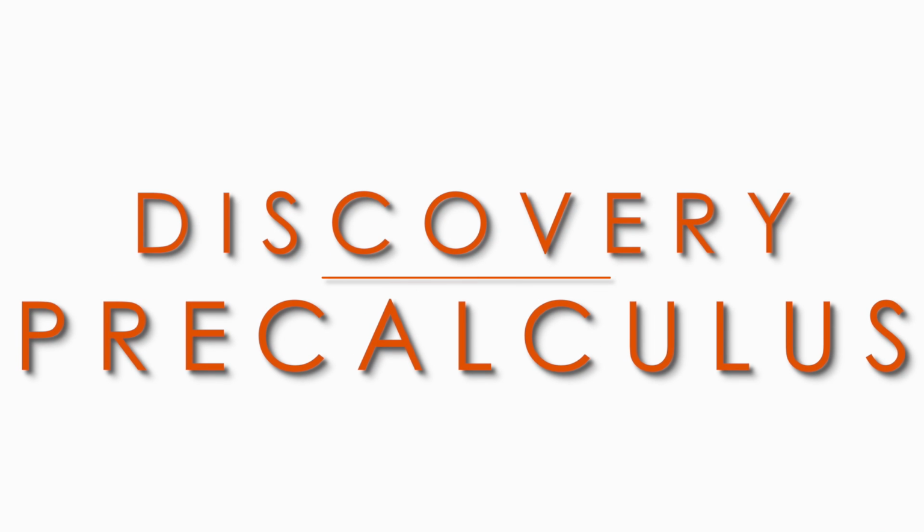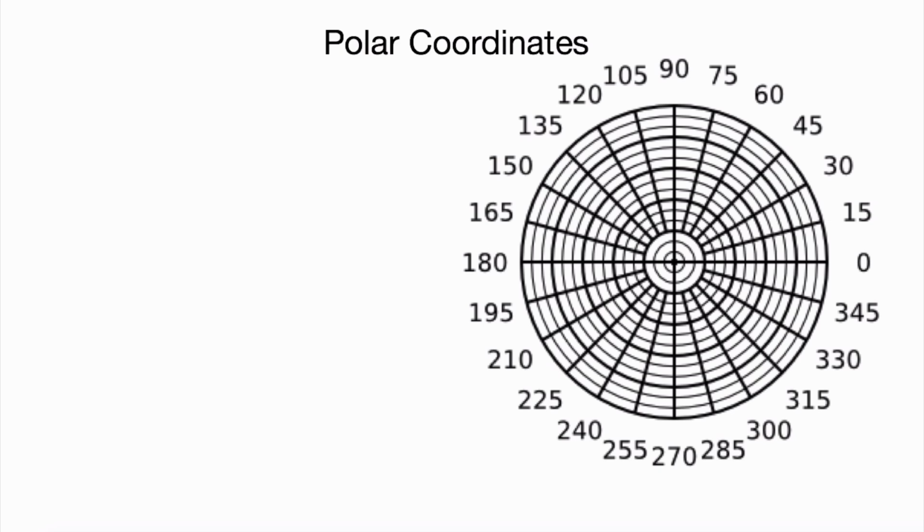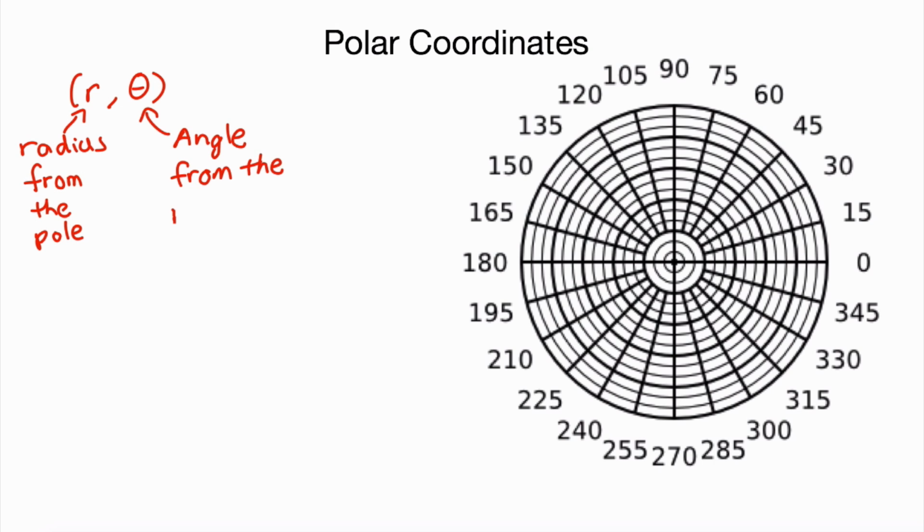In this video, we're going to get a better understanding of polar coordinates. Here I have shown a polar grid that has many concentric circles. A polar coordinate is denoted with the radius as the first number and theta the second number. The radius is from the pole and the angle is from the polar axis.